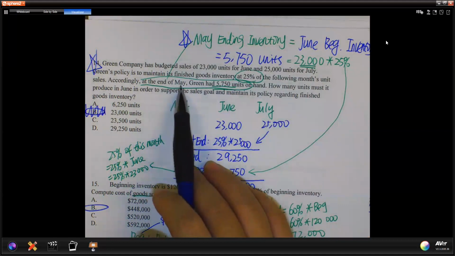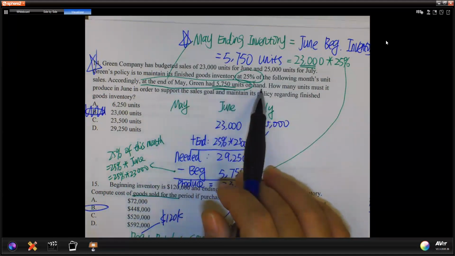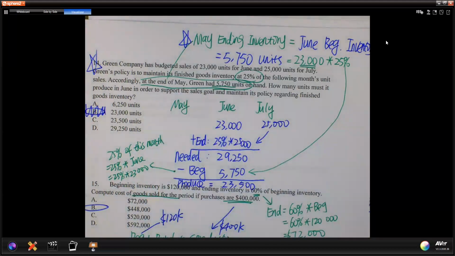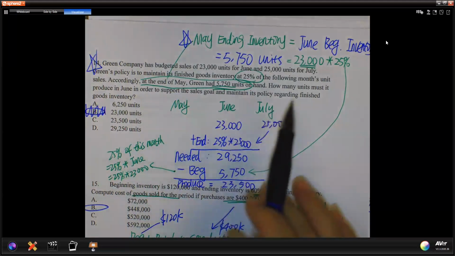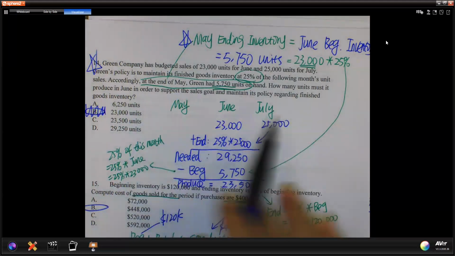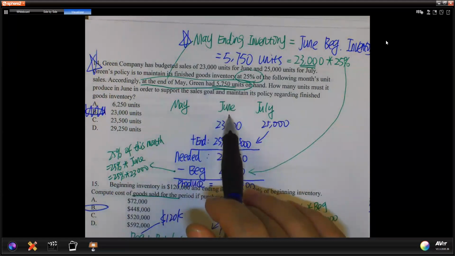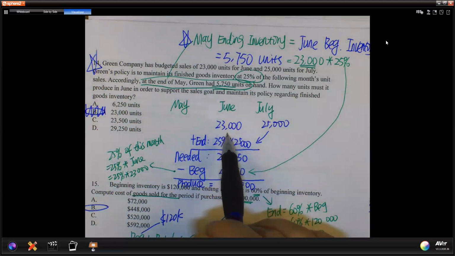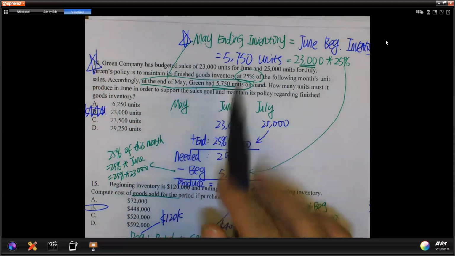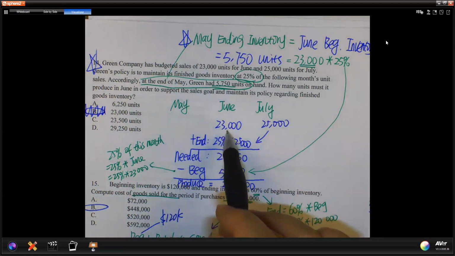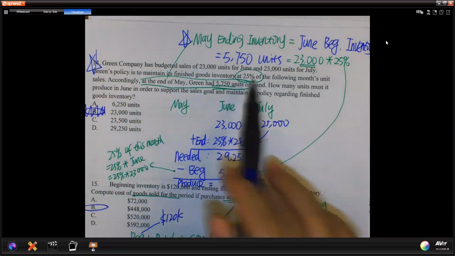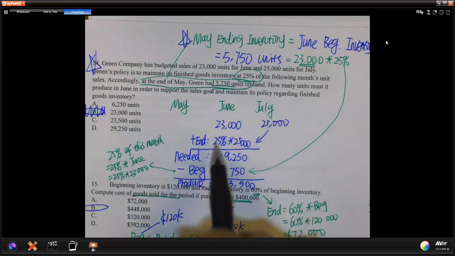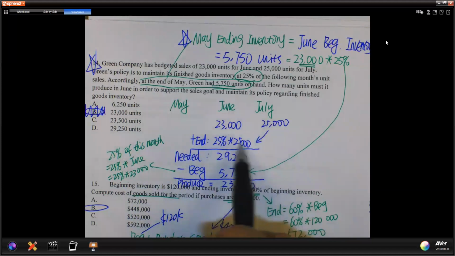At the end of May, you have this on hand. So your ending inventory of May will be the beginning inventory of June. How many units must you produce in June to get that? To get our production budget from our sales budget, you budgeted to sell 23,000. That's our budgeted sales, but we want to have 25% of next month's sales as our safety stock. So we have to have 25% of next month's 25,000.